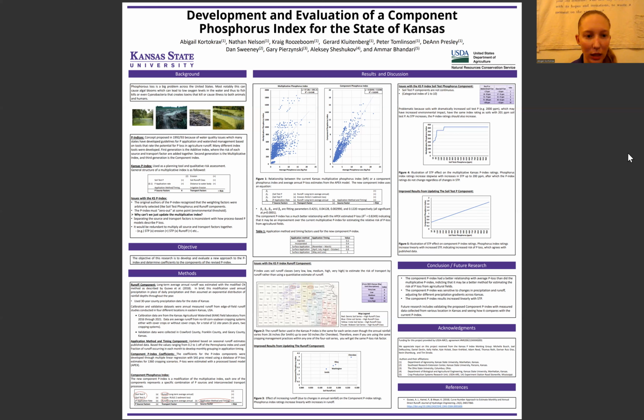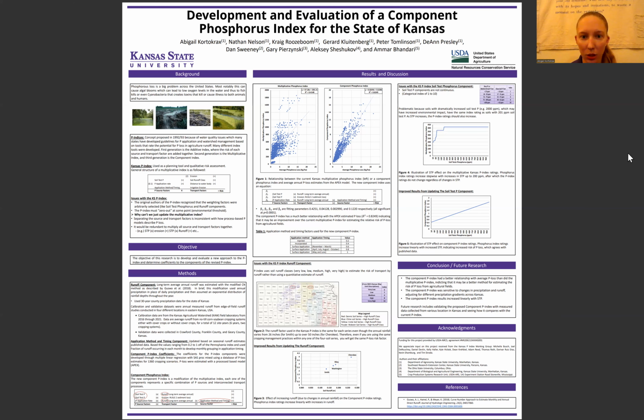A common question we get is, why can't we just update the multiplicative index? This is because separating out all of our source and transport factors is inconsistent with how process-based P models describe P loss. Our objective for this research is to develop and evaluate a new approach to the P index, and determine coefficients for the components of the revised P index.